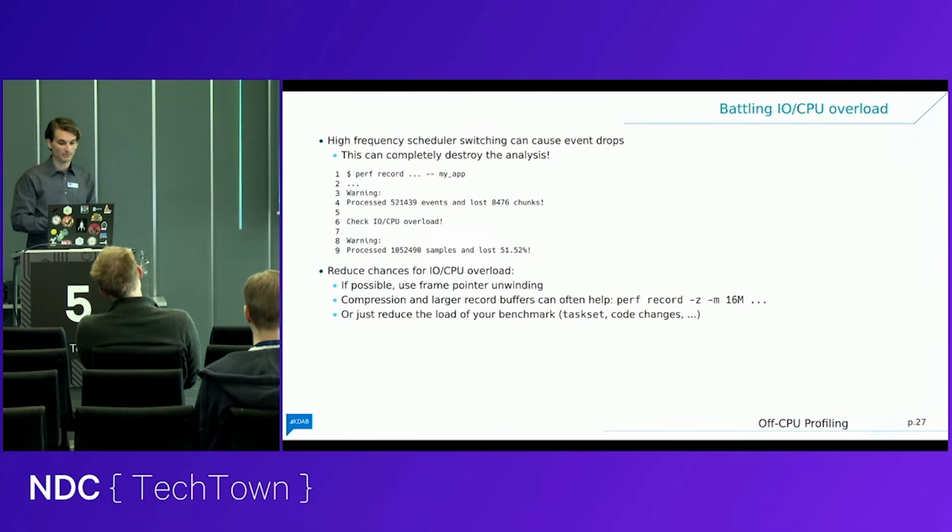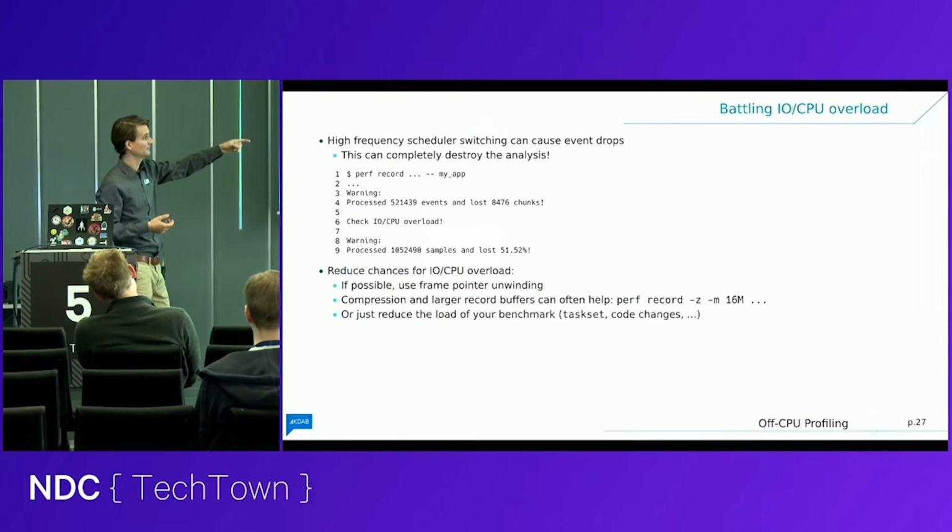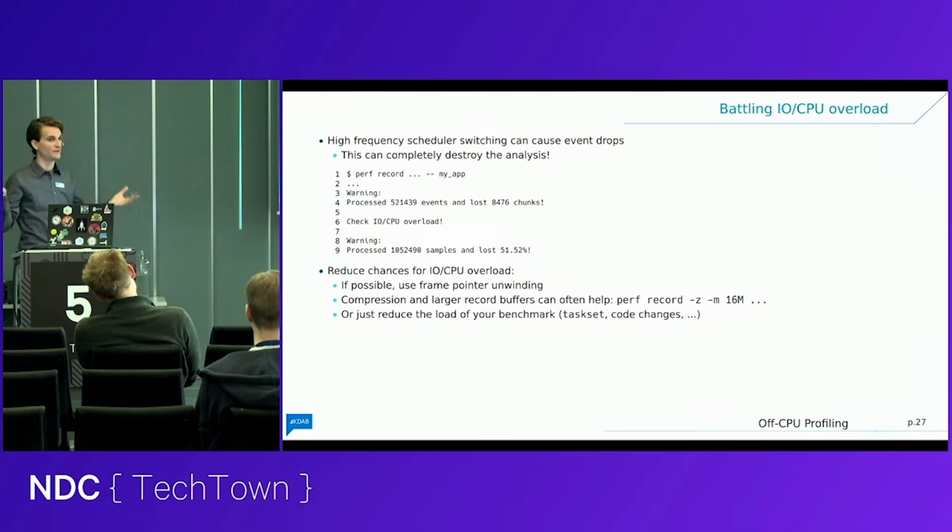Thankfully, there are ways to battle this, and one I mentioned already is essentially enabling the compression, and you can also try to increase the buffer sizes, or maybe use frame pointer unwinding, or you artificially reduce the scope of your benchmark or application to just use a fraction of the CPU cores instead of all of them, something like that.